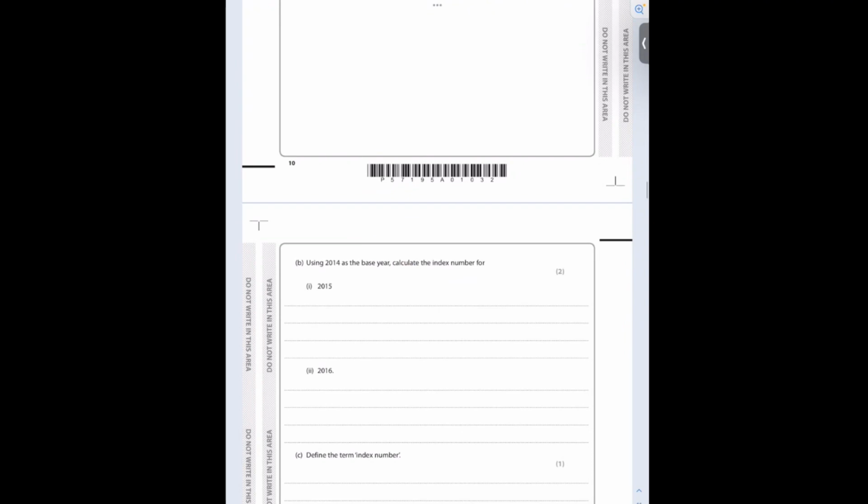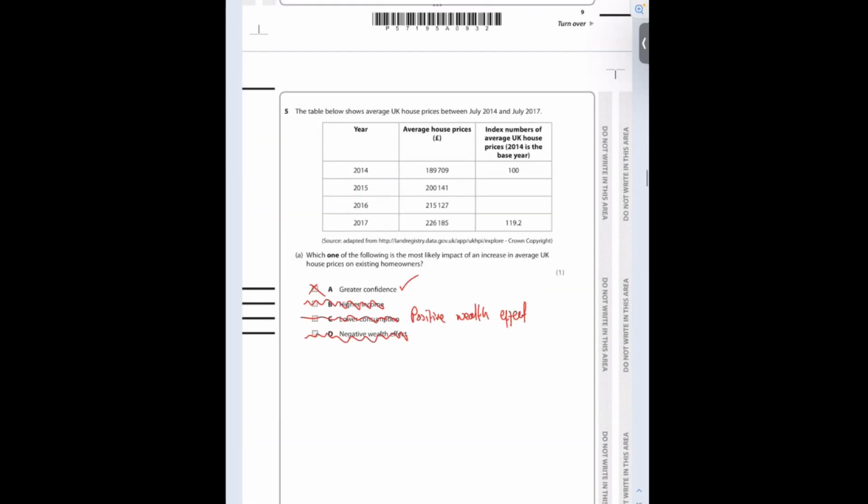Using 2014 as the base year, calculate the index number for 2015, 2016. Okay, so index numbers, simple things. They are just used in order to display large numbers. A lot of the time you look at GDP and you would refer to GDP as an index number, and you would compare it to a base year. So what we're saying with this 100 is that 100 is equal to 189,709.